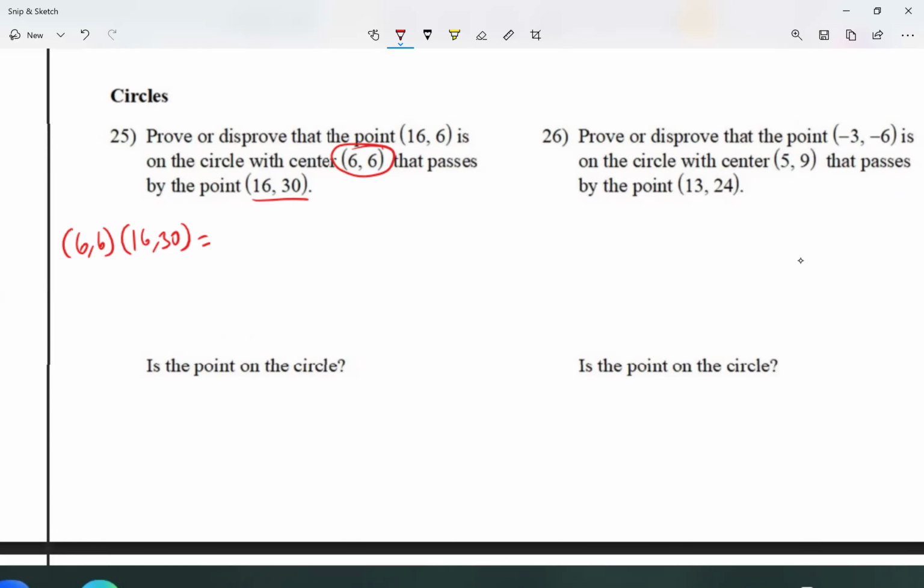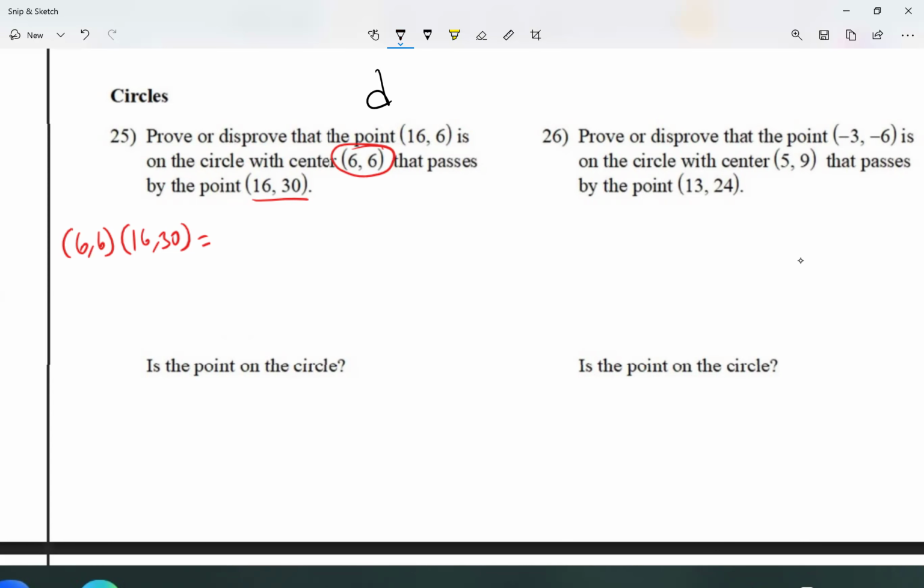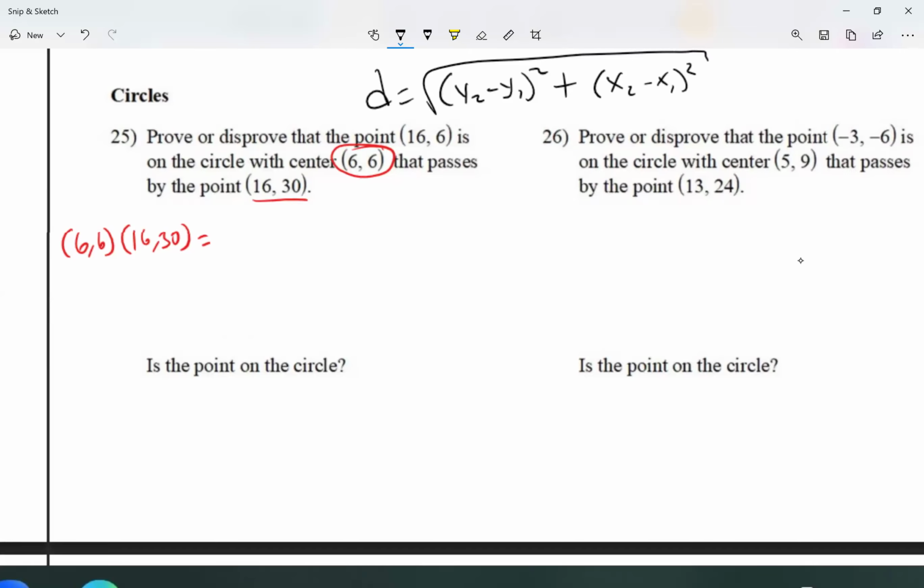Okay, so let's take a look. I remembered the distance formula. We talked about this already. Let me write it up here so we don't forget it. The distance, I'm going to write D for distance. First, I subtract the y's. So the second y minus the first y, all squared, plus, and then I subtract the x's. The second x minus the first x, all squared. And this is then inside a square root.